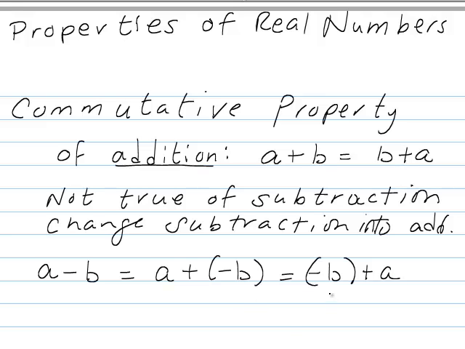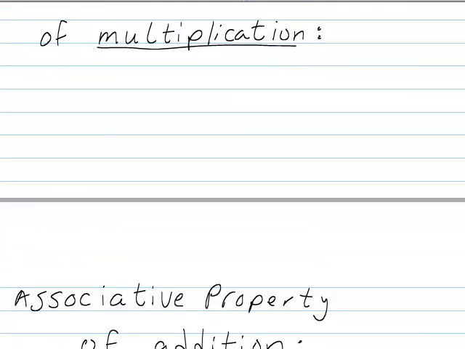We can use the commutative property with a negative. So if we change subtraction into addition, then we can switch it. But the commutative property is only true of addition. All right, let's look at the commutative property for multiplication.